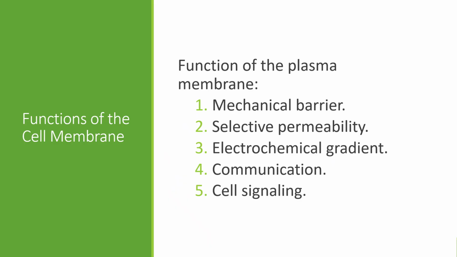So what are some of the functions of the plasma or cell membrane? It serves as a mechanical barrier. It is selectively permeable. It possesses an electrochemical gradient. It's responsible for communication and cell signaling.